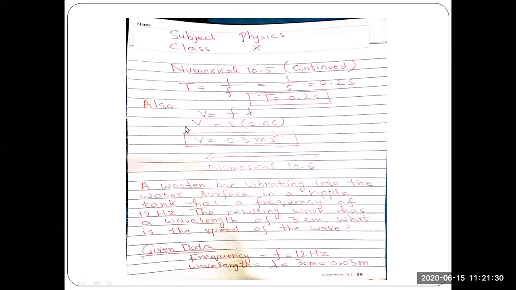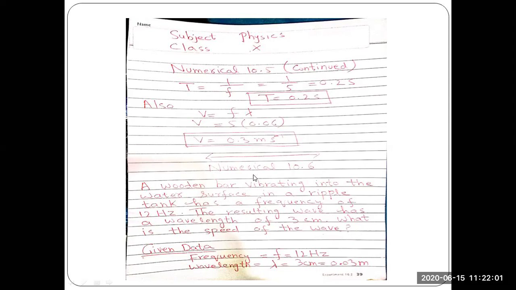Next, we need to find the speed of the wave. We will use the formula v is equal to f lambda. The frequency we just found is 5, and lambda is 0.06, which is given to me. If I multiply 5 by 0.06, we get the speed of the wave, 0.3 meter per second. The unit of speed is meter per second. This is the end of numerical 10.5.